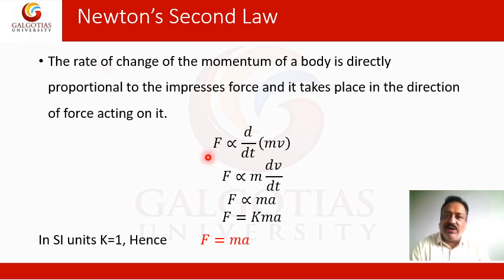So if we see mathematically, it is saying the force F, which is external to the body, is proportional to the rate of change of linear momentum. And what is linear momentum? M into V. So rate of change of linear momentum is directly proportional to the external force. And force is a vector quantity, it acts in a direction, and hence this rate of change of linear momentum will be in the direction of the force acting on it.